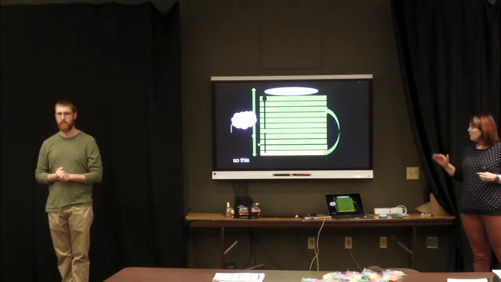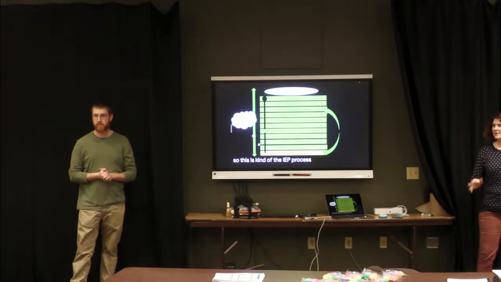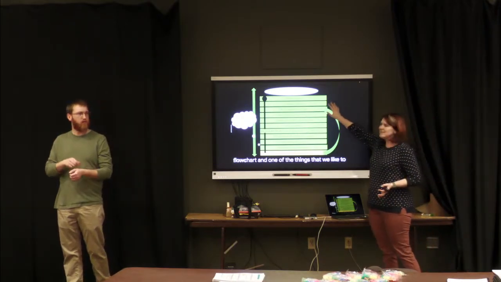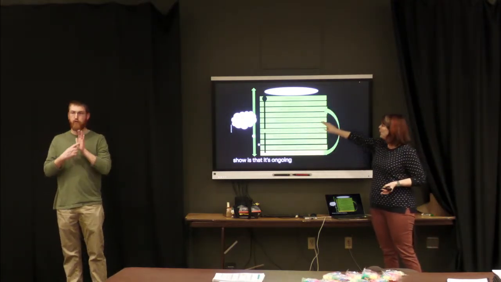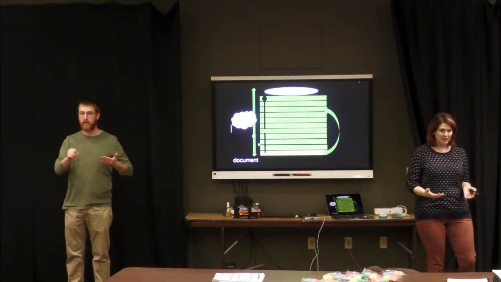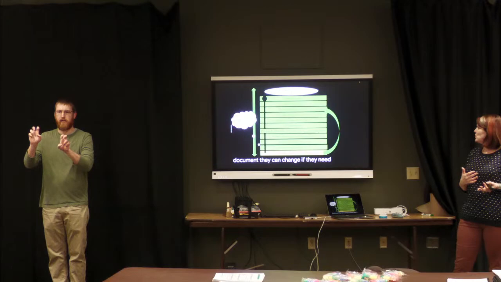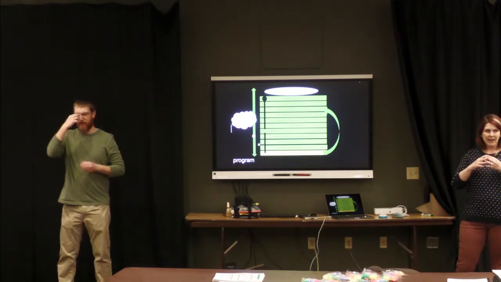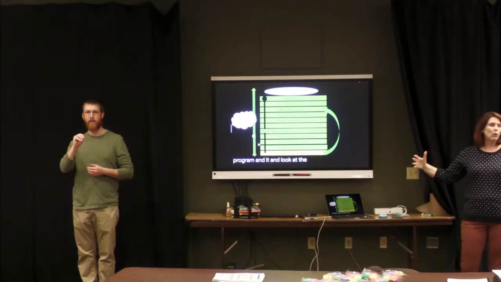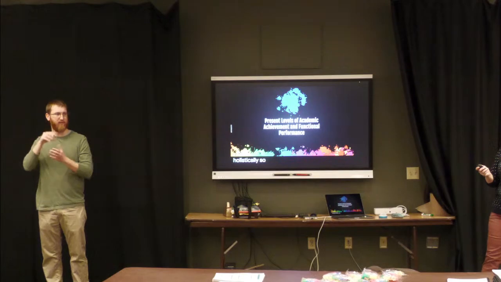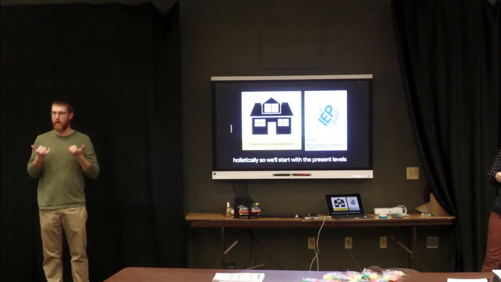So this is kind of the IEP process. So it's a flow chart. And one of the things that we like to show is that it's ongoing. So we go through these processes, but IEPs are a working document. They can change if they need to. So we always want to be thinking of this as a program and look at the student holistically. So start with the present levels.